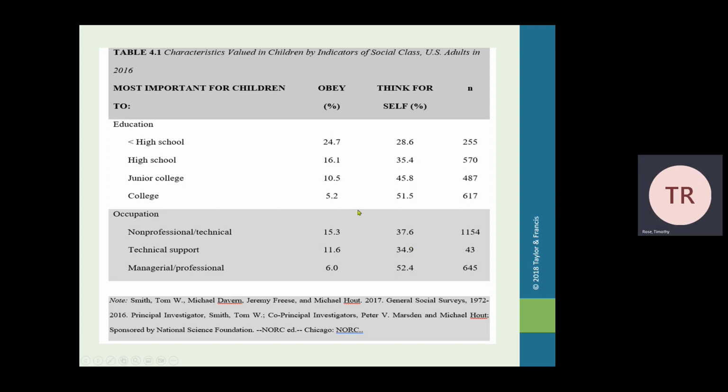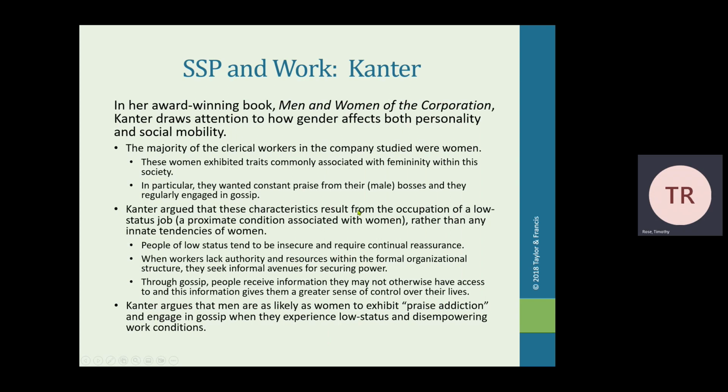Okay, let's move on to another set of studies. These are by Kanter. So in her award-winning book, Men and Women of the Corporation, Kanter draws attention to how gender affects both personality and social mobility. So here we're talking about gender as a society-spanning system of stratification and how within a specific proximate context, the workplace, it has various personality outcomes.